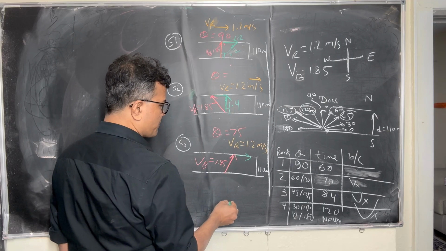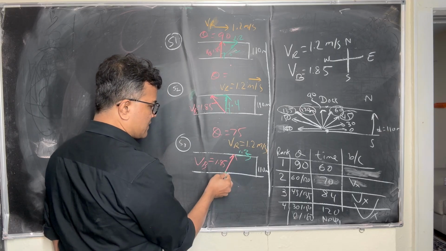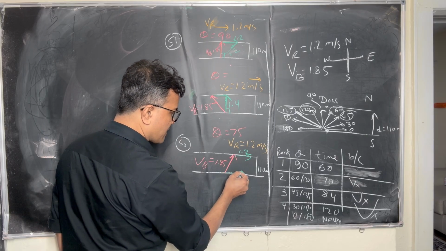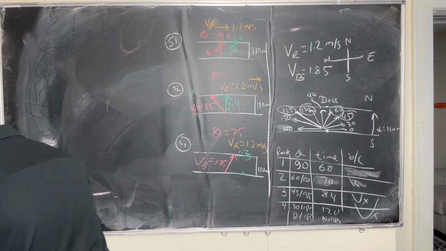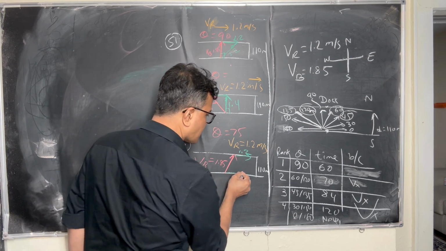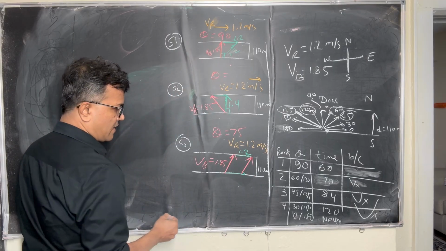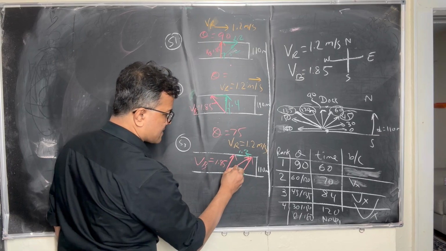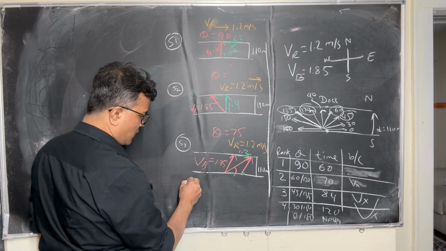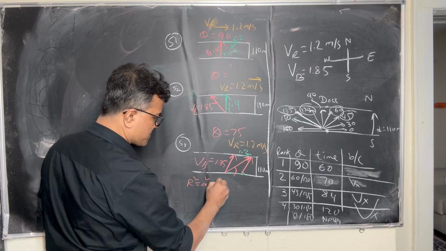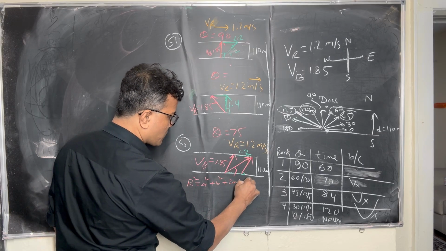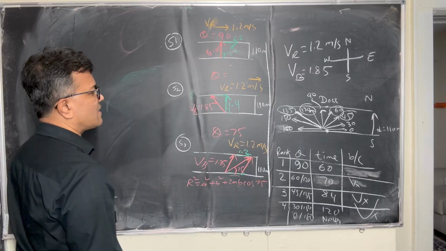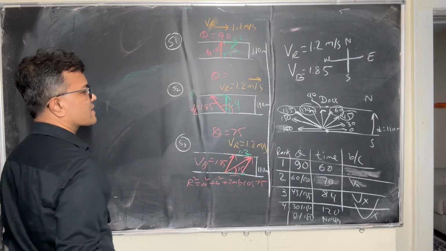So this is 1.2, and we are trying to find this one. So you're going to draw a parallelogram. I'm going to draw this one, and I'm going to draw the other one. So this is the resultant, and this is 75 degrees. We're going to use the law of parallelogram: R squared is equal to a squared plus b squared plus 2ab cosine 75. Now let's find this angle.